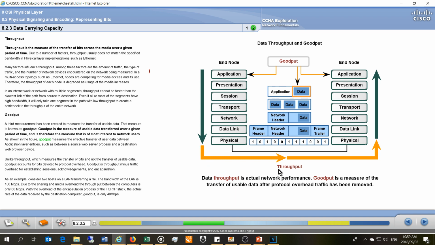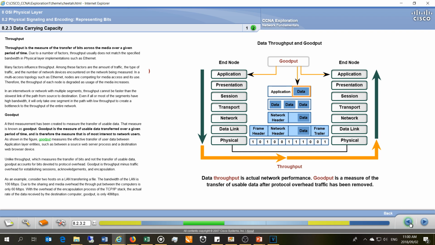But now, what is the throughput? Well, what is the goodput? The goodput is a measure of the transfer of usable data after protocol overhead traffic has been removed. So that's just the data. The goodput is what the user needs. So goodput is a measure of usable data transferred over a given period of time and is therefore the measure of what is most interest to the network users. Throughput is the measure of the transfer of bits across the media over a given period of time.